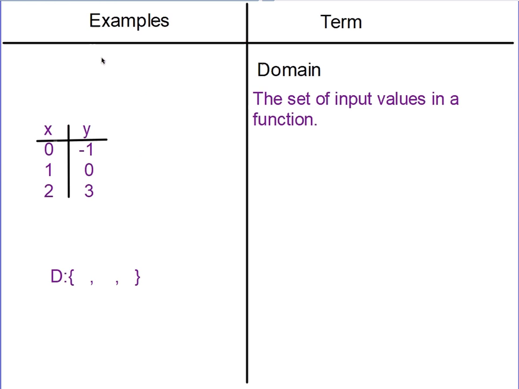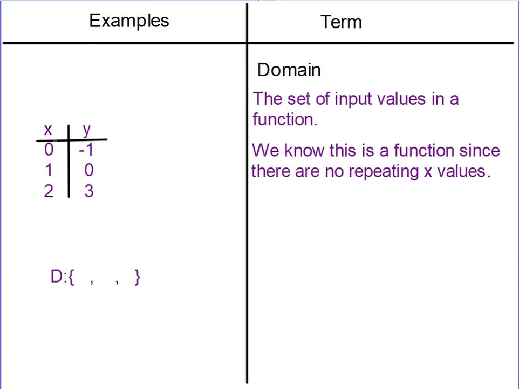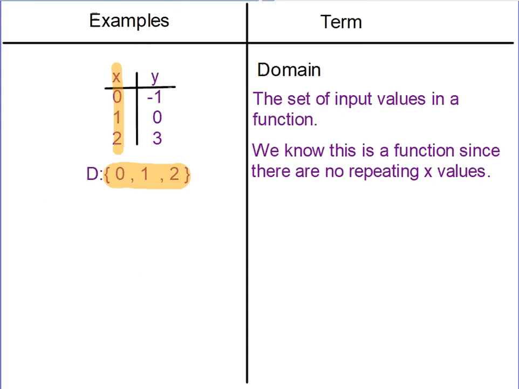Something new this year for you as 8th graders is the word domain. It's the set of input values in a function. The way you think about it is this: it's still those same values, but you need to make sure that you write it as a set. We know this is a function, these ordered pairs, since there's no repeating x values. And you can see on the left, the domain for this function would be 0, 1, and 2.